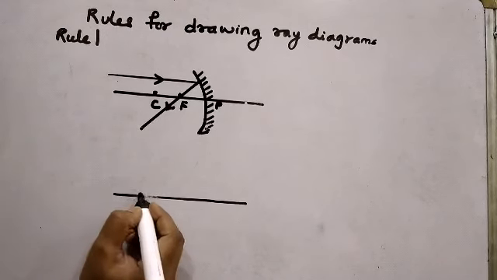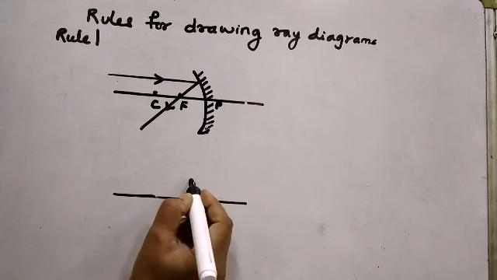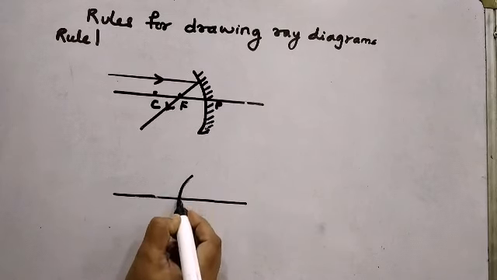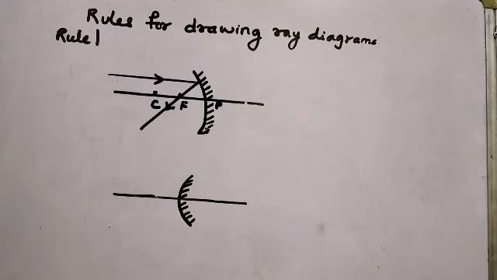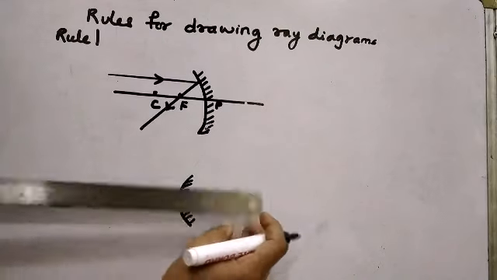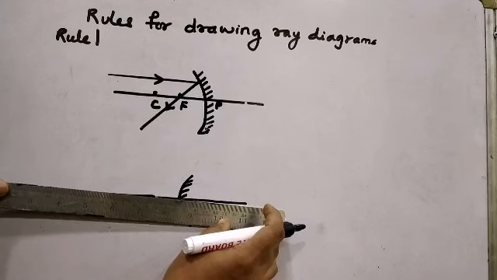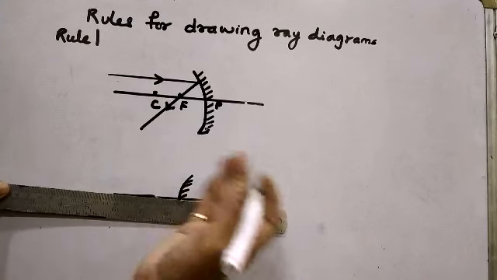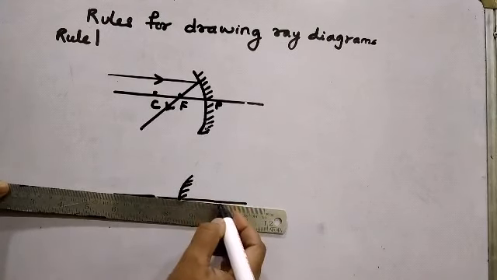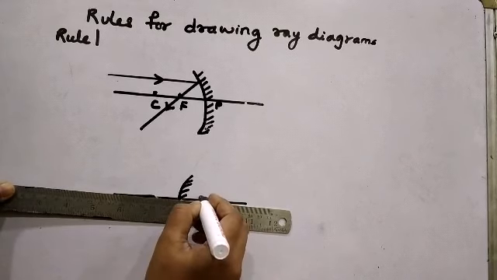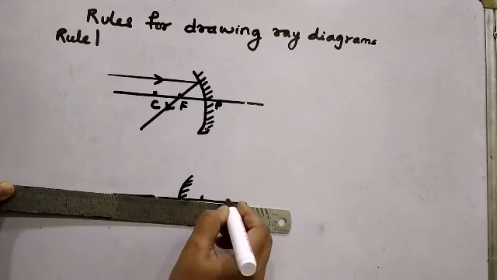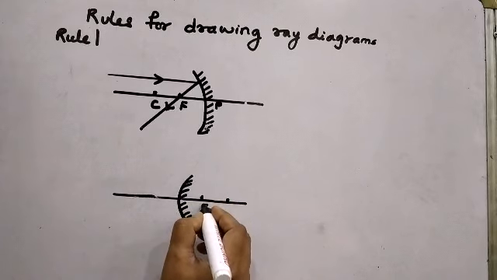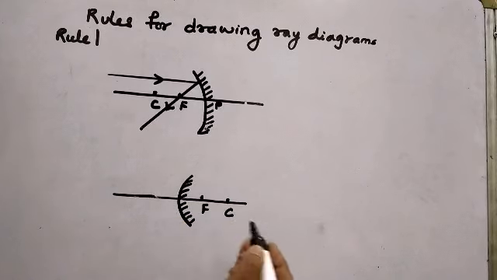If it is a convex mirror, the outer surface is the reflecting surface and the inner surface is silvered. In that case, the center of curvature and the focus will be on the other side, that is, behind the mirror. Once again, if I take equal distance of maybe 1 centimeter behind the mirror, this will be the focus and this will be the center of curvature.